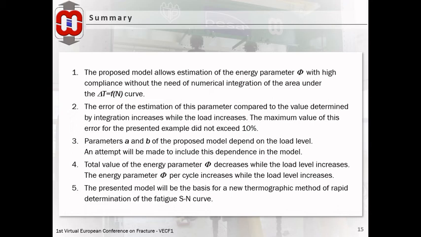Summarizing, the proposed simple model allows estimation of the energy parameter with high compliance without the need of numerical integration of the area under the temperature change versus number of cycles curve. The error of the estimation of this parameter compared to the value determined by integration increases with the load level. The maximum value of this error for the presented example did not exceed 10%.